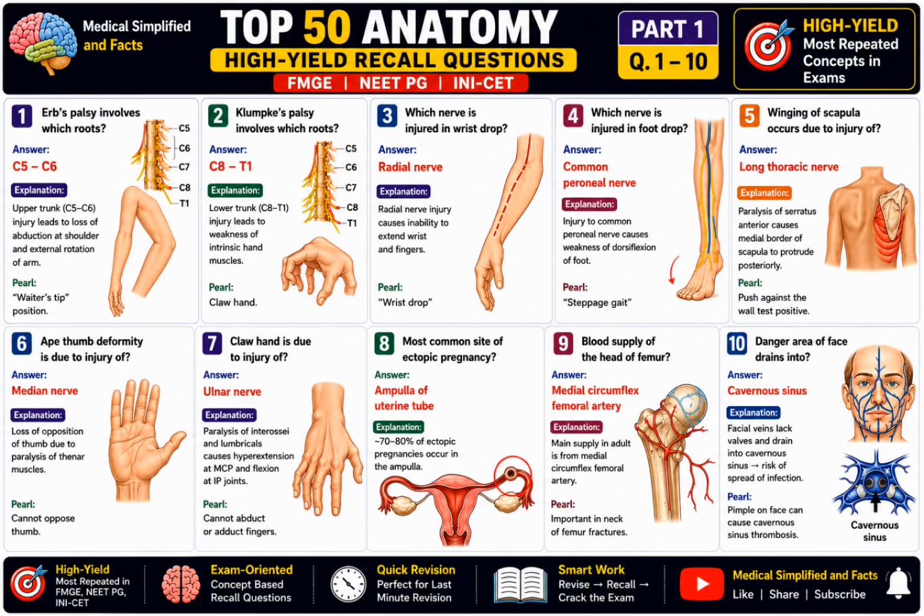Question 9. What is the blood supply of the head of femur? Answer: the medial circumflex femoral artery. It's the main supply in adults, critical to remember in neck of femur fractures.